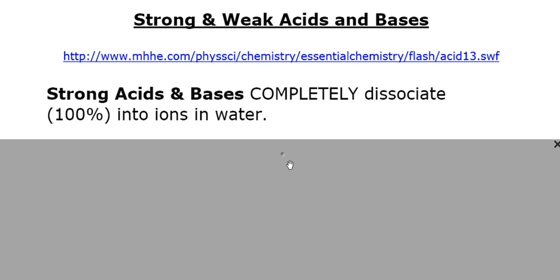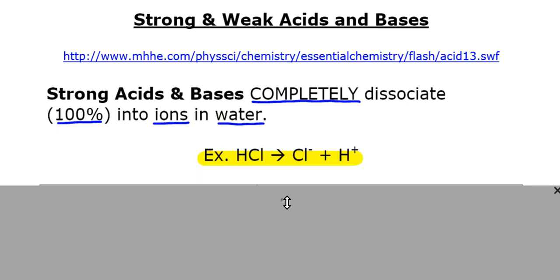So when you put a strong acid or a strong base in water, it completely dissociates. That means 100% into its ions in water. So all of the acid or base molecule breaks apart 100% into its ions. If we were looking at something like hydrochloric acid, which is an example of a strong acid, when you take this acid molecule, 100% of it breaks apart into ions. So as it gets dissolved, you only see these two ions present in solution.